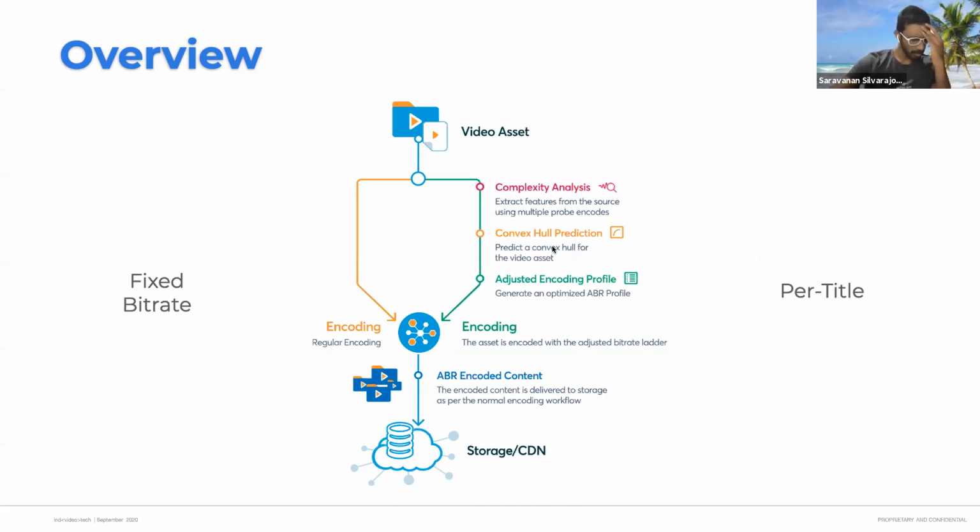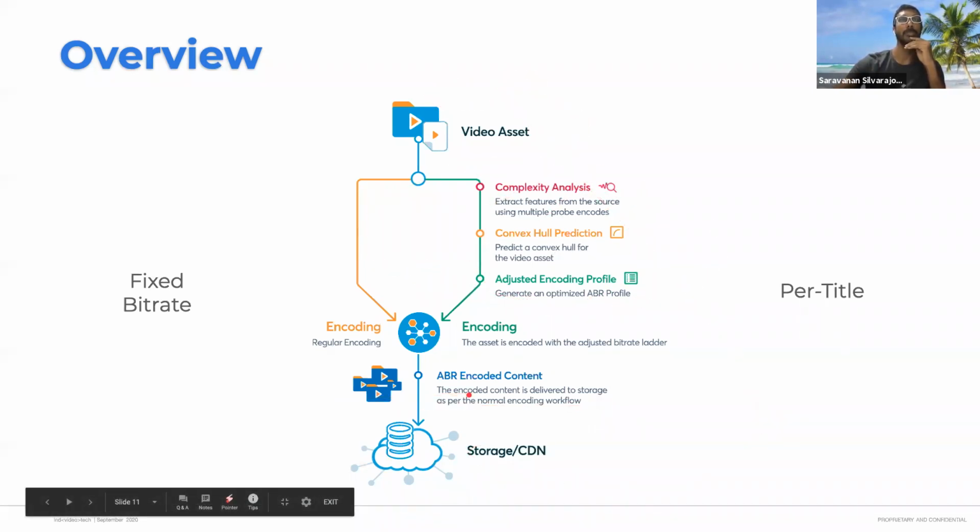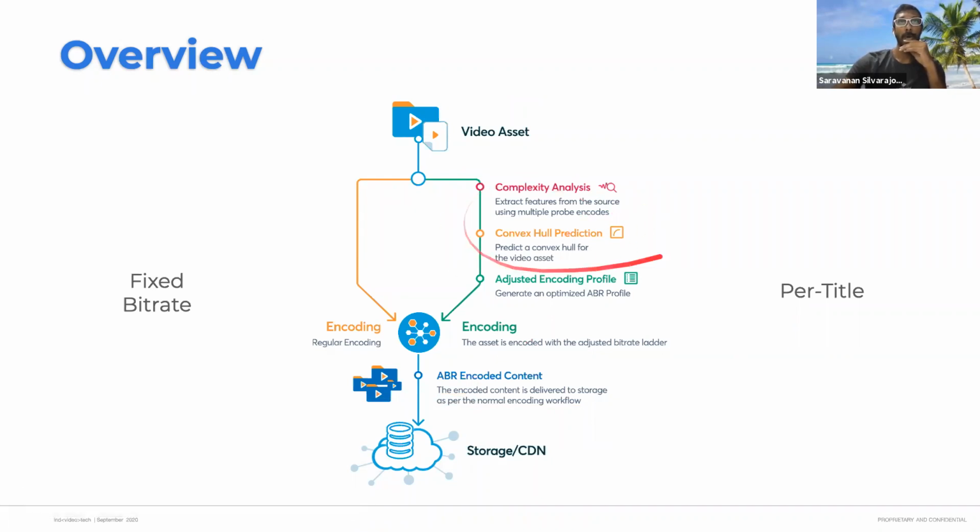If you recall, earlier in the history lesson, we discussed the fact that per title is the lowest hanging fruit because only this part of the workflow changes. Nothing on top, nothing below is required to change. So only this part of the workflow changes, where first you analyze the complexity of the video, you predict the convex hull, then you dynamically generate the bitrate ladder, and you pass it down to encoding. So from this point onwards, you basically encode it with this specific set of renditions, and then you store it. So yeah, that's what it is.